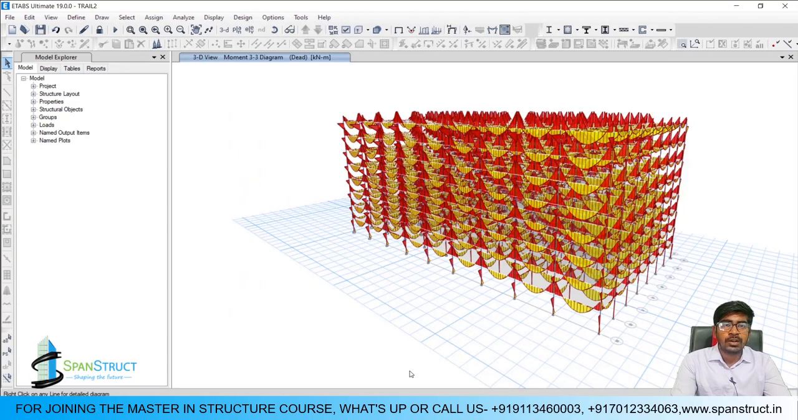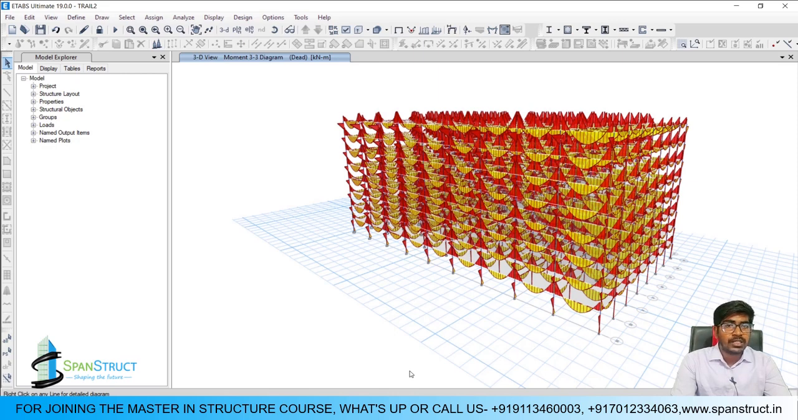Today we are going to learn the different types of classification of columns. Columns can be classified based on many things. We can classify columns based on material, shape, loading, and also the slenderness effect.